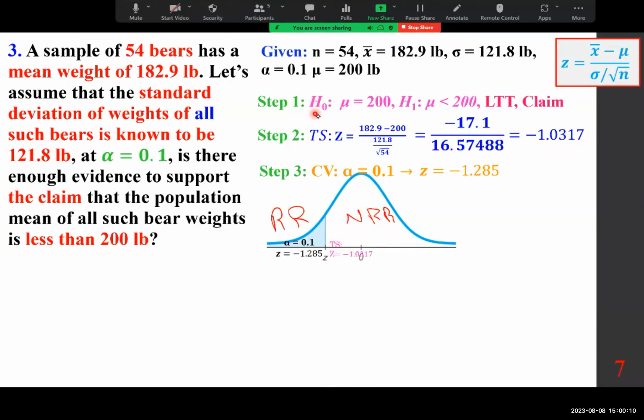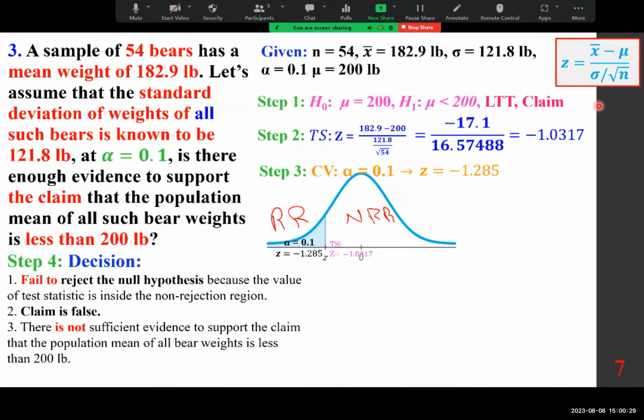Fail to reject H0. If you don't reject H0, that means you don't reject anything that comes with it. On the other hand, you are going to reject H1, and that means you reject everything that comes with it. That means the claim is rejected. That means the claim becomes false. Here's how you write it. Fail to reject the null hypothesis because the value of the test statistic is inside the non-rejection region.